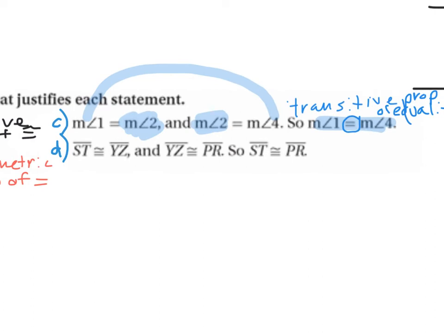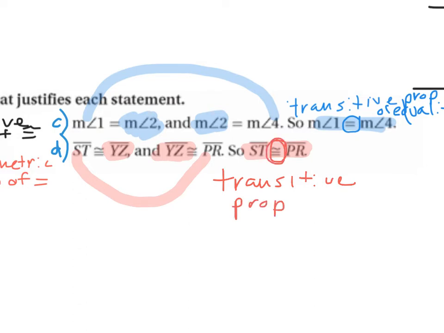Now let's look at D. We have segment ST is congruent to segment YZ. Segment YZ is congruent to segment PR, so segment ST is congruent to segment PR. We have the two that are the same, so then we can say that this one is equal to this one, which we said right here. So just like C, this one is the transitive property. But in this case, we're dealing with congruent signs, so transitive property of congruence.